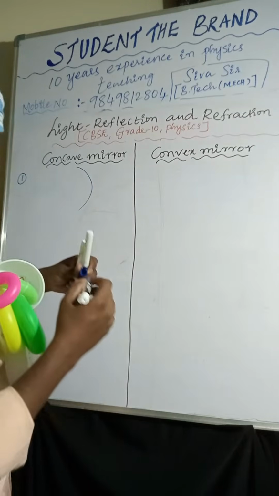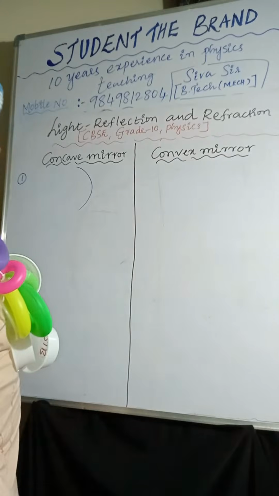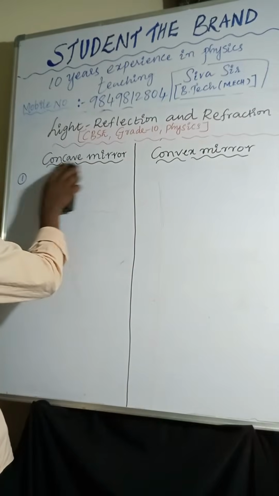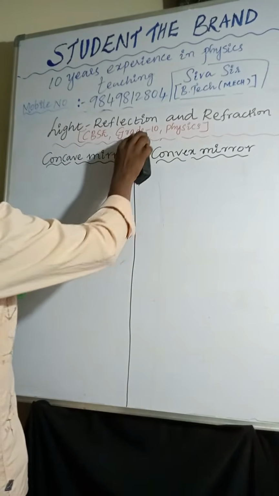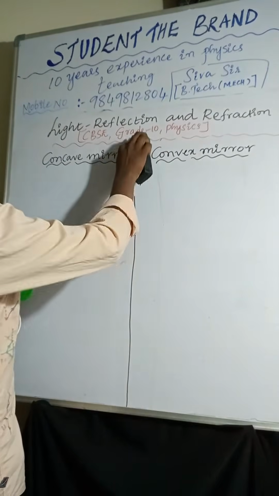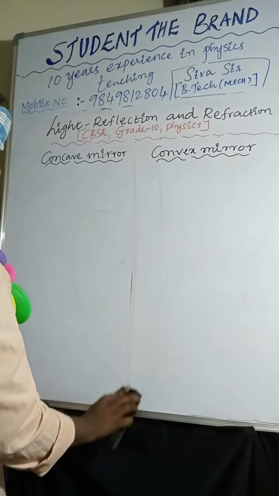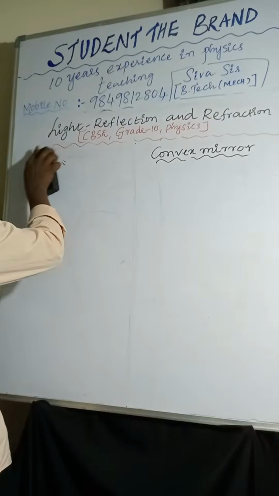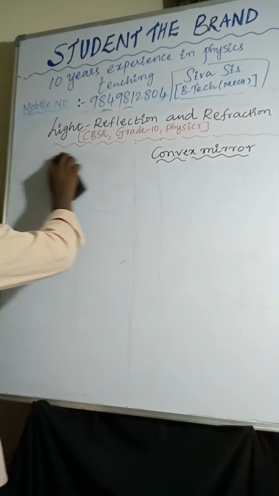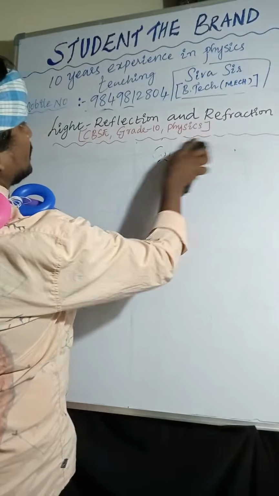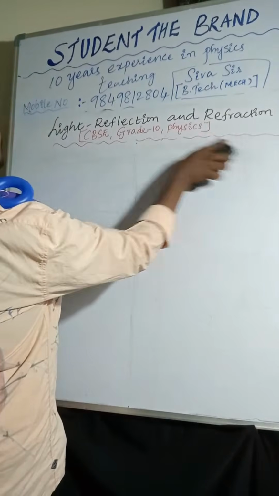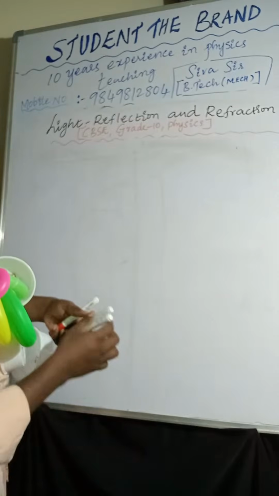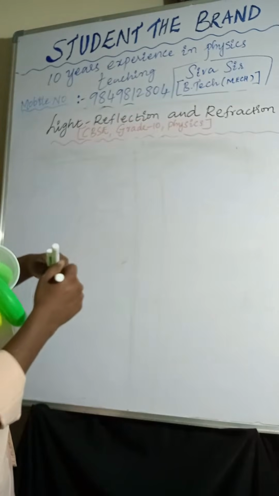Before this, we'll discuss the terms related to spherical mirrors. Then we will go to this one, and it will be easy. So let it be concave mirror and convex mirror only. Terms related to spherical mirror.